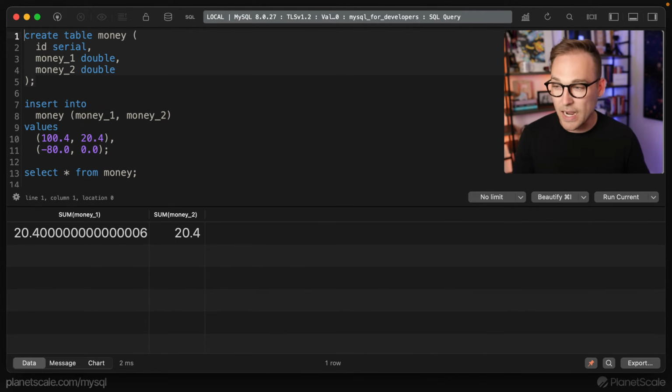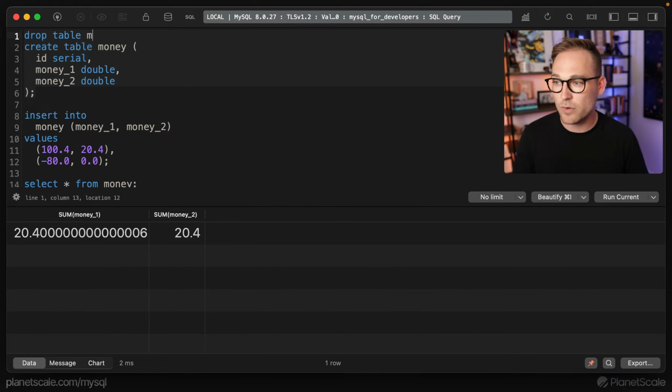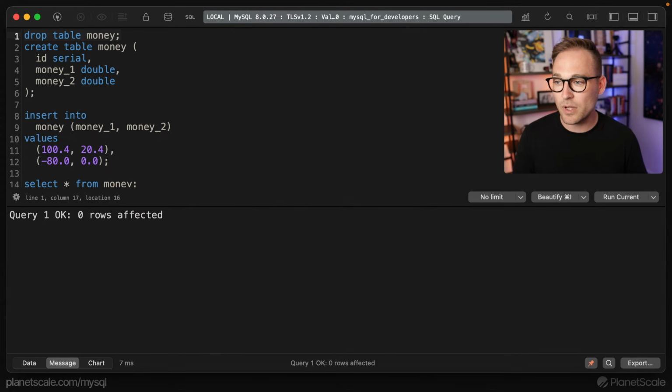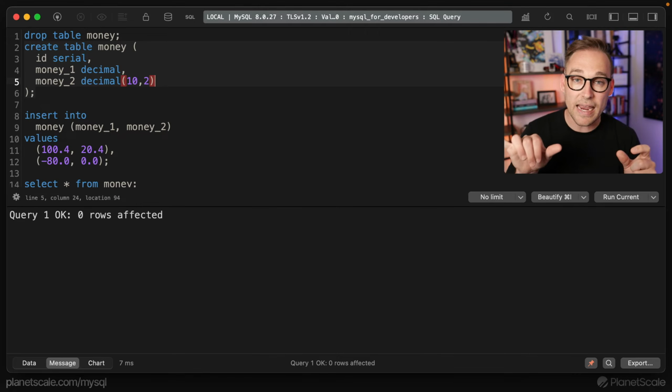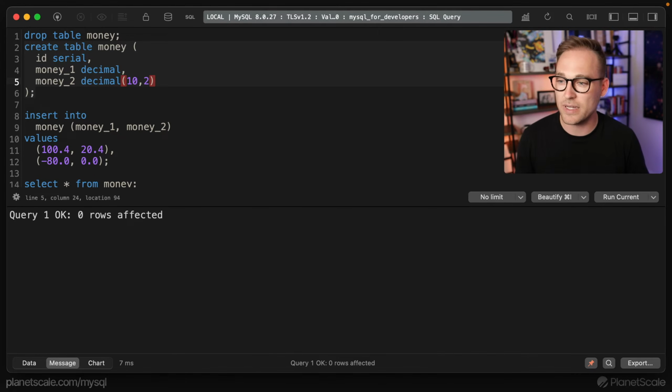Let's run this entire thing back. Let's drop table money. So we're going to drop this table altogether, and instead of doing doubles, what we're going to do is decimals. With a decimal, you have to specify how big the column can be. So we're going to say it can be 10 digits wide, so it can hold a total of 10 digits, and of those 10 digits, we're going to allocate 2 to be after the decimal. So we're going to have 8 before the decimal and 2 after the decimal. So we're going to do that in both places.